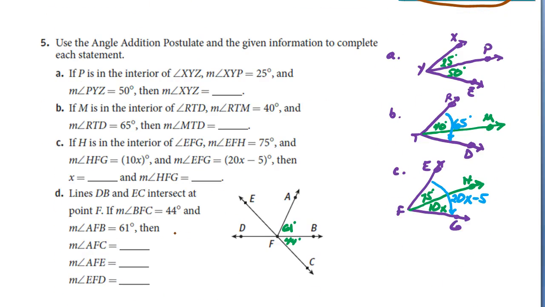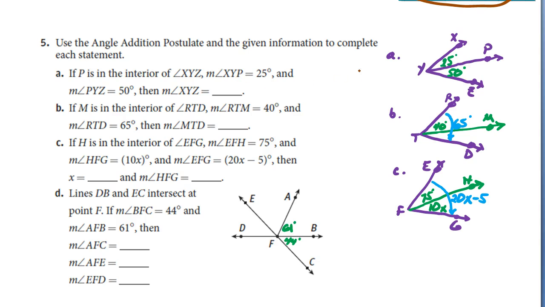Question 5, let's use the angle addition postulate to complete some problems. Like with segments in the last section, if we draw pictures of what's described, it will help us see the relationships involved. P is in the interior of angle XYZ. So I started by drawing some random angle called XYZ, and I put P in between the rays.